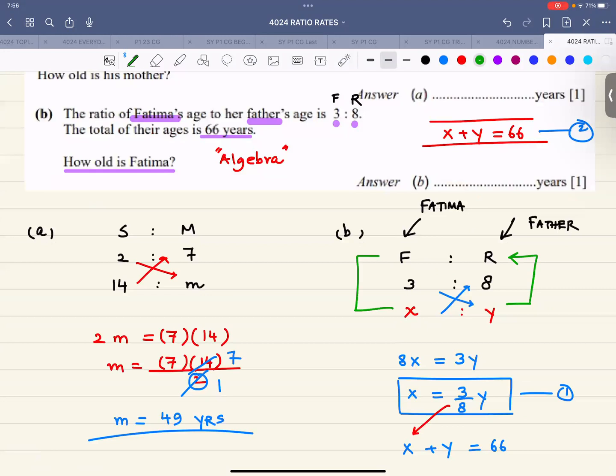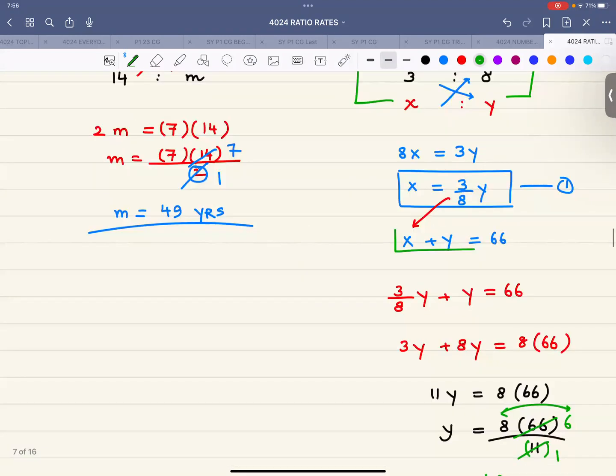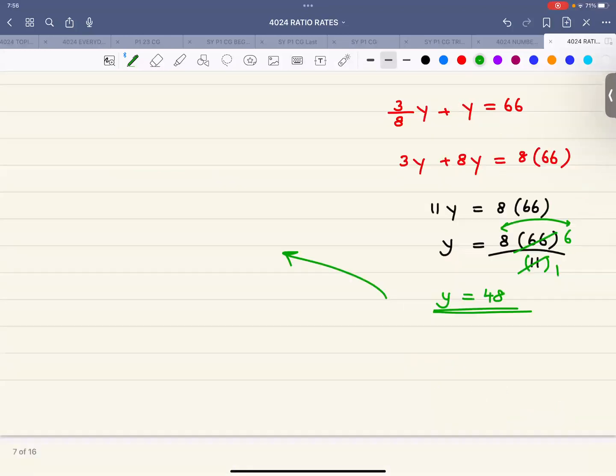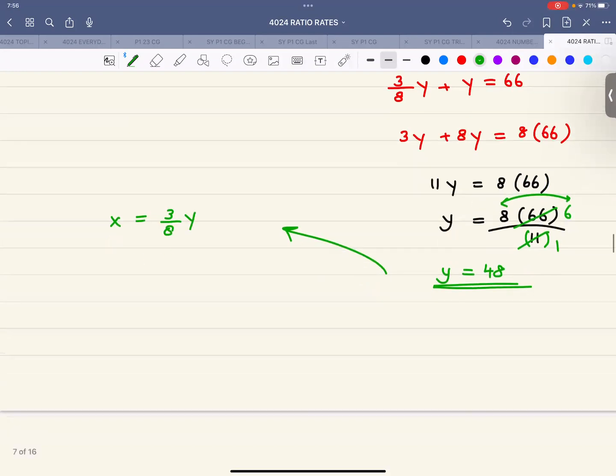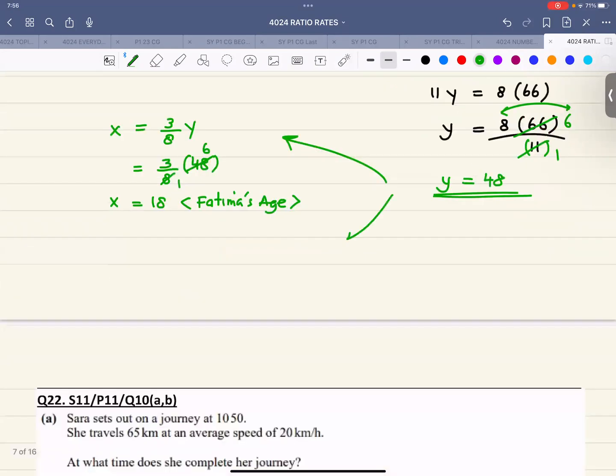What are we looking for? Fatma's age. So we know that either I can use this equation or I can use this equation. If I use this equation, x is 3 over 8 y, x is 3 over 8 of 48. 8 ones are 8, 8 sixes are 48, 3 into 6 is 18. Therefore, this is Fatma's age. That is 18 years.